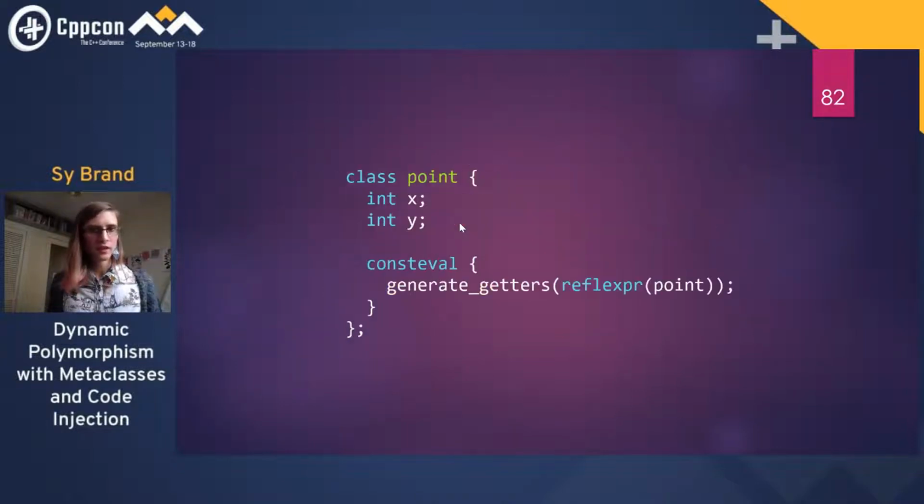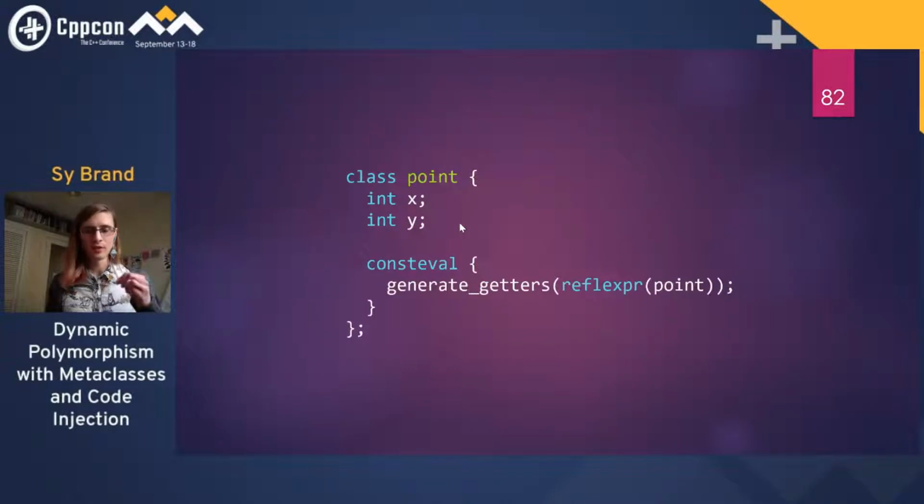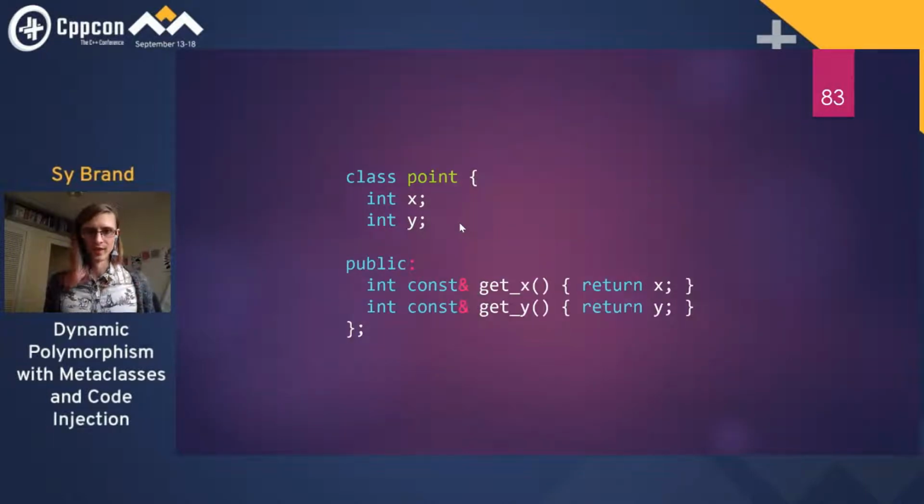All right, so that is our definition of generate getter. So this will change. When we run this program at compile time, it will generate these member functions. So we have written code which has taken reflection information about our program and then generated code for us.